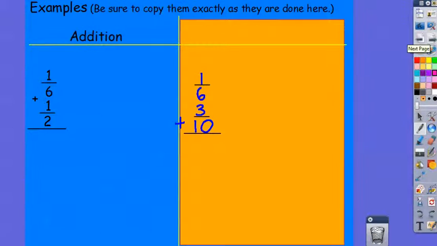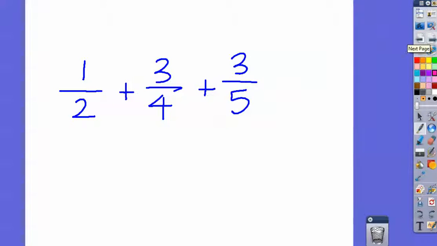And for the final problem, I want you guys to try to add the 3 fractions. So what you need to do is you're going to need to find the least common denominator for 2, 4, and 5. And then I want you to add all 3 of them together. So find the least common denominator and then make your equivalent fractions and then add the numerators.